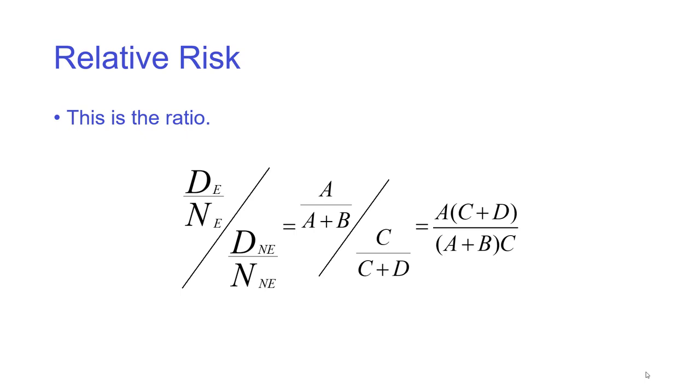Which, if you rearrange the formula, is A times C plus D over A plus B times C. Both of these are used when you're doing epidemiology to tell you the difference in effect between the treated and the untreated group. So between those exposed to smoking for lung cancer, for example, and those who are non-smokers.